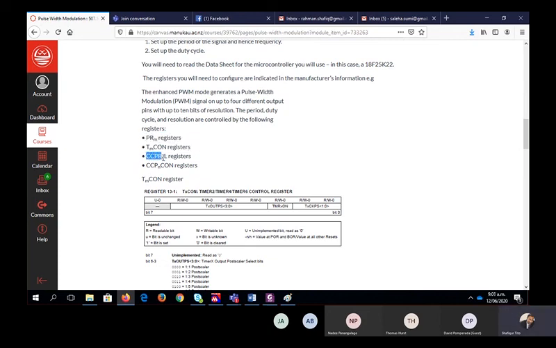Then we need to configure the duty cycle. The duty cycle will be configured using CCPRNL. So the CCP register for whichever CCP you want to use, and the CCPNCON register has to be configured. So for the duty cycle we want to configure CCPRNL and CCPNCON. These two registers have to be used.